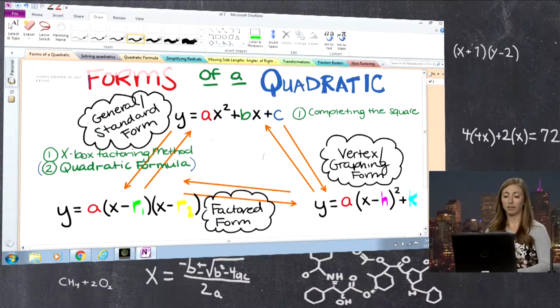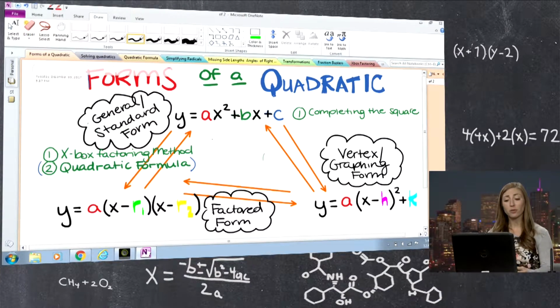So we looked at converting a quadratic from the Xbox factoring method, and we also looked at converting a quadratic to vertex form by completing the square. Another method, possibly, to convert a quadratic to factored form, which is the one that you see on the bottom there, is by using the quadratic formula. I'm not saying that it is the best way to do it, but it is a way to do it. I have had students in the past who just preferred this way.